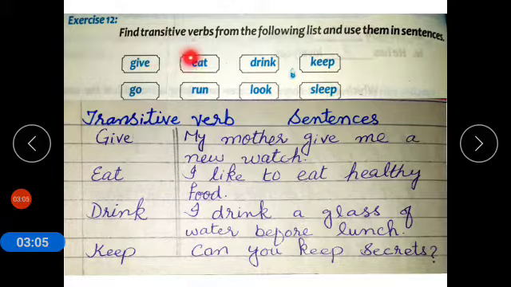So give, eat, drink, keep. These are transitive verbs. And go, run, look, sleep. These are intransitive verbs. First, you can make sentences of these to find out whether these are intransitive verbs or not.